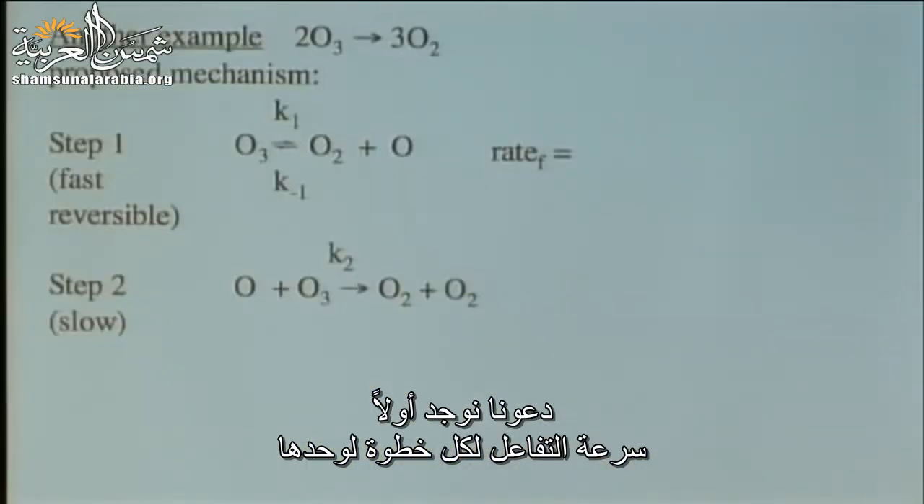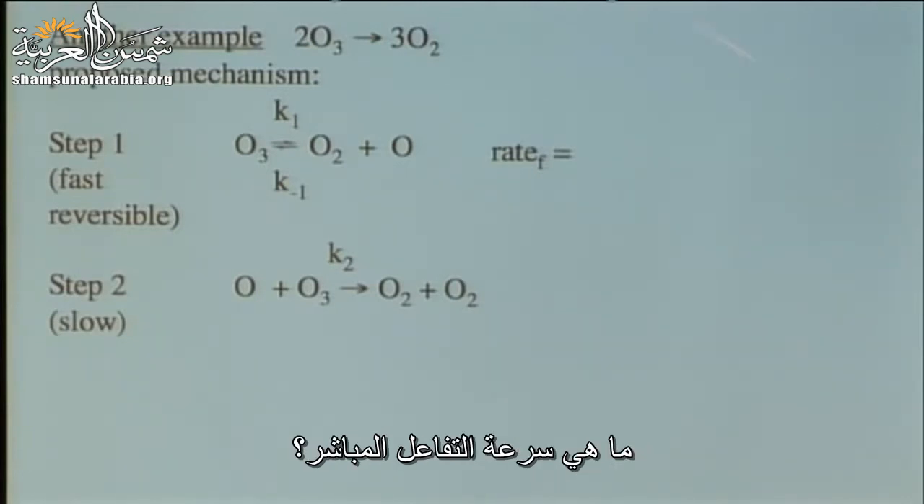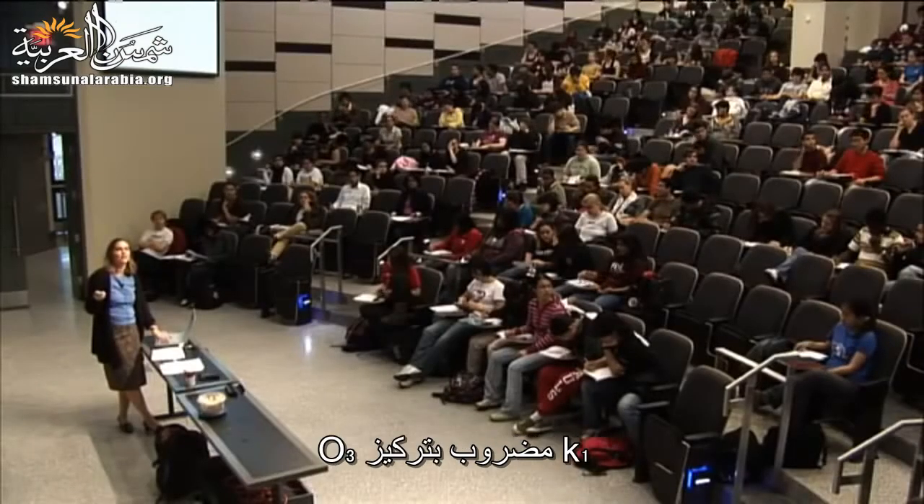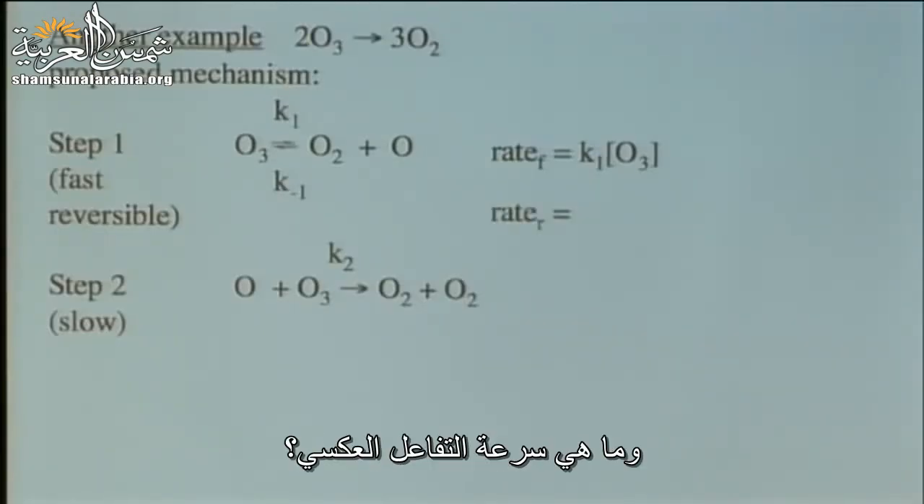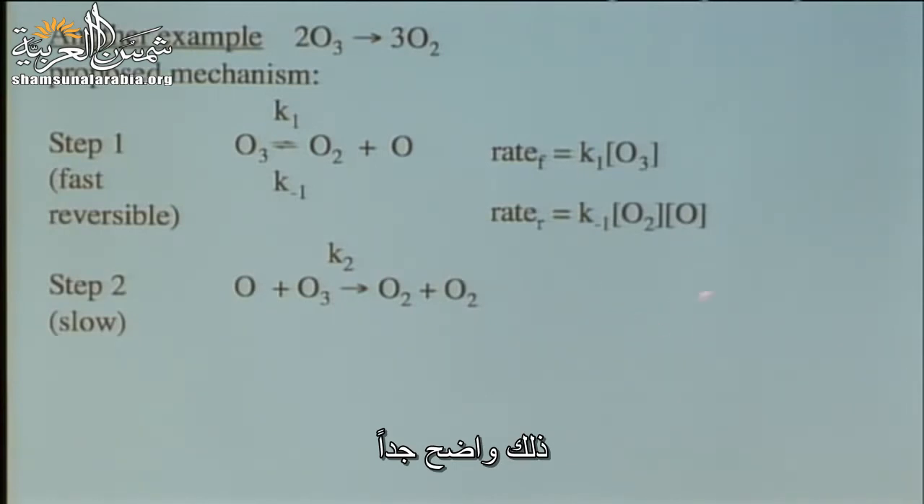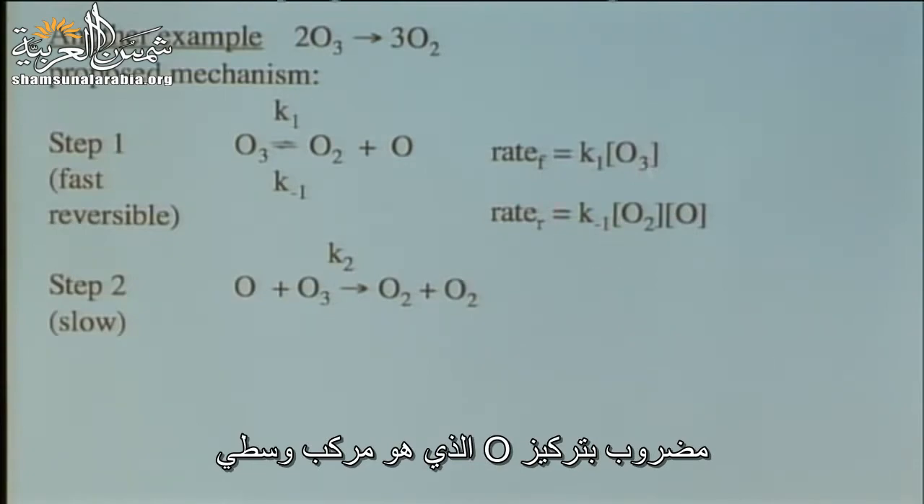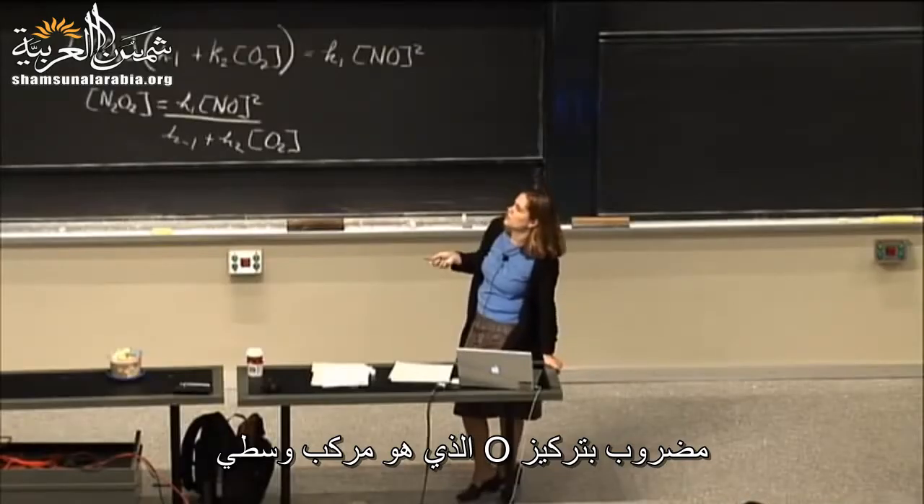All right, so let's first think about the rates of the individual steps. So the rate of the forward reaction here is going to be what? Just yell it out. Yep. K1 times the concentration of O3. What about for the reverse step? Yeah, always it's like clear and then it gets mumbly. K minus 1 times the concentration of O2 times this concentration of O, which is an intermediate.